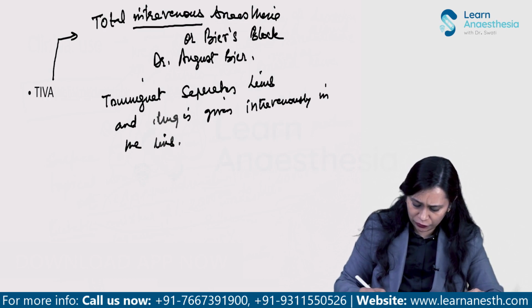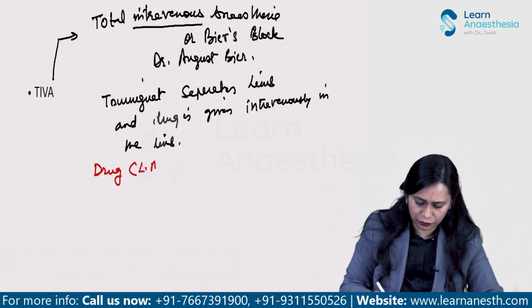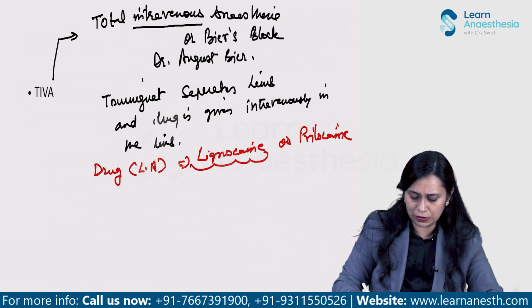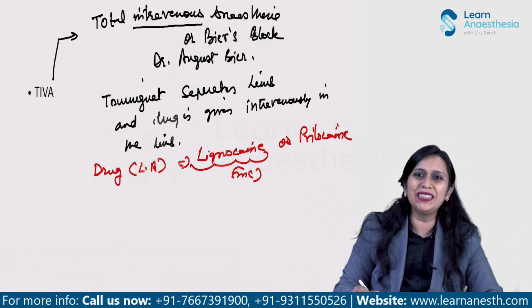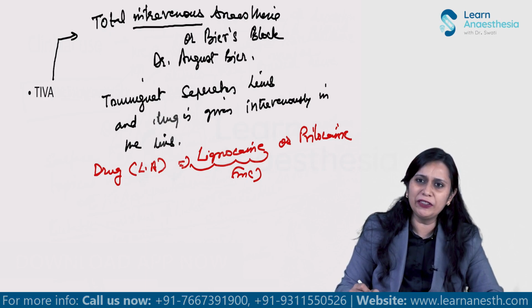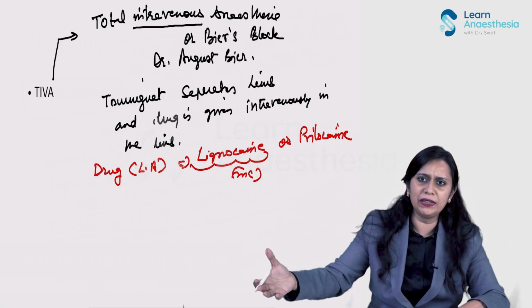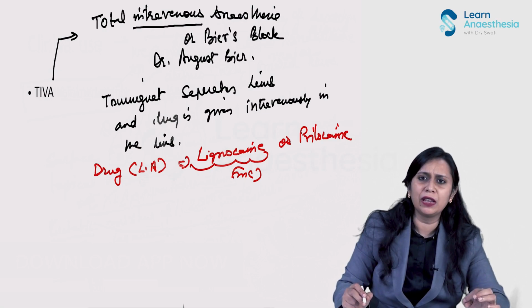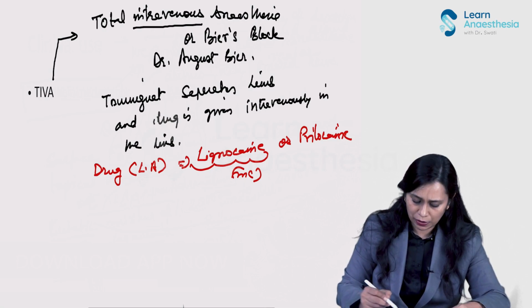The most important thing which you have to remember is the local anesthetic which we use. We mostly use lignocaine or prilocaine. Most commonly we use lignocaine because of the better safety profile of lignocaine. How the safety profile is decided, in a moment we will discuss. So lignocaine is the most common one which we are using. Prilocaine less commonly, but prilocaine is also safe. So lignocaine or prilocaine.